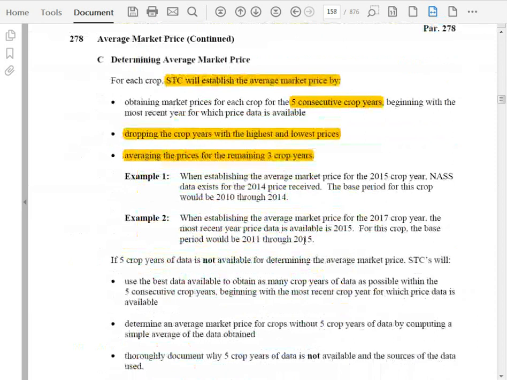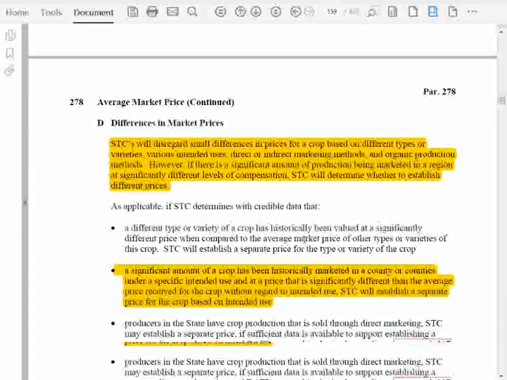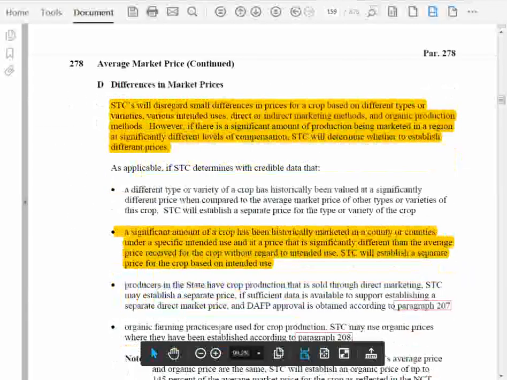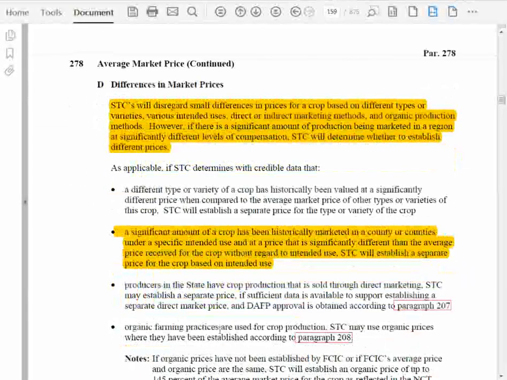When determining the average market price, the state committee is going to take the Olympic average of the most recent 5 consecutive crop years, the same way that they do when they're setting the county average yields. The state committee is going to disregard small differences in price for crops based on different types of varieties. However, if there is a substantial difference in price between 2 different varieties of the same crop, then they are authorized to set prices accordingly.